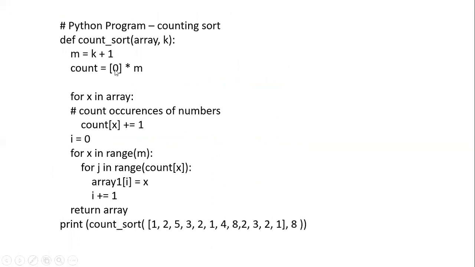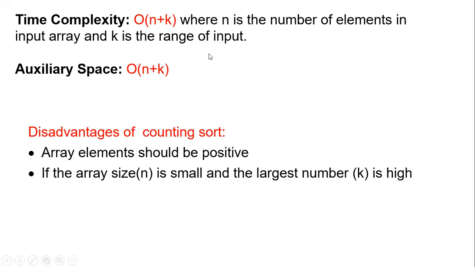We declare here a count array of size k plus 1. And you can easily trace the loops. Time complexity according to the first implementation, big O of n plus k, is better than in the other sorting methods, where n is the number of elements in the input array and k is the range of input. We need an auxiliary space of n plus k.